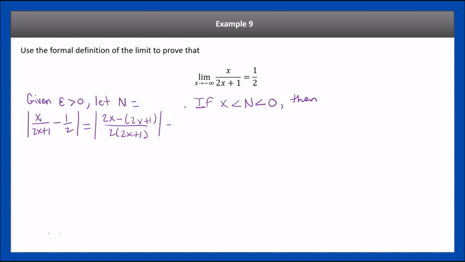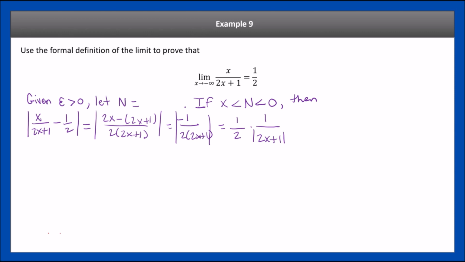Okay, combining them to one common denominator, and then simplifying the numerator. And now we know the absolute value of negative 1/2 is just 1/2. So we're going to just pull that 1/2 out. And we're going to say 1 over absolute value of 2x plus 1. Again, the absolute value of negative 1/2 is just 1/2, so we pulled that out, and we're focusing on the 2x plus 1 now.